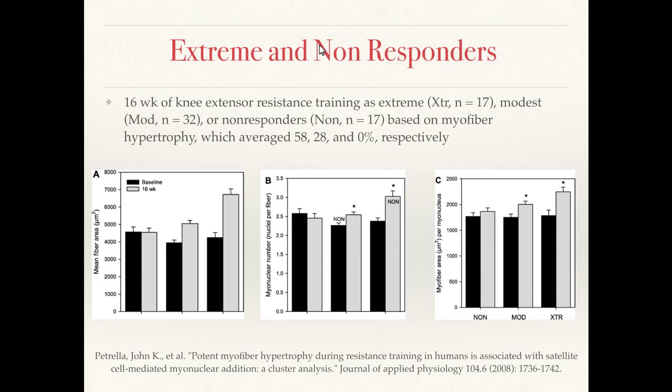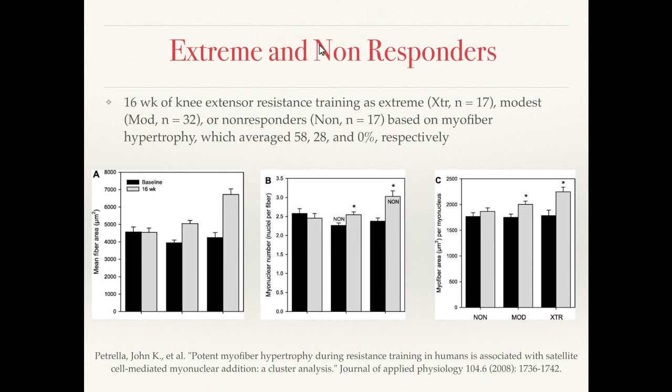Well, if we look here to the left, all the way to the left is the non-responders. In the middle of the graph is the moderate responders. On the right is the extreme responders. What you're seeing is mean fiber area. So you see the moderate responders hypertrophied a little, the extreme responders hypertrophied a lot. If you go to the middle graph, they're looking at myonuclear number, the amount of myonuclei, and what you see is that the non-responders didn't change, the moderate responders increased, and the extreme responders increased a lot more. And then if you look at myofiber area per myonucleus, you see the same trend all the way to the right.